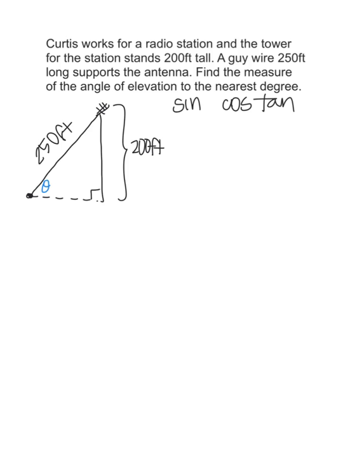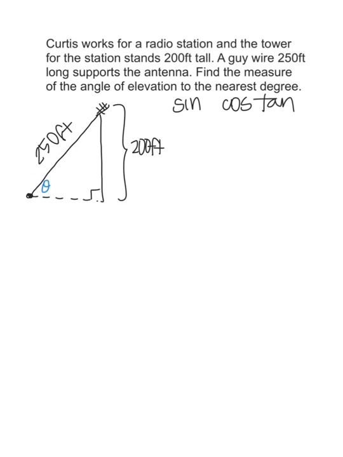Okay, so let's see if we can take everything that we've learned and put it together with some applications. All right, so Curtis works for a radio station and the tower for the station stands 200 feet tall. A guy wire 250 feet long supports the antenna. Find the measure of the angle of elevation to the nearest degree.